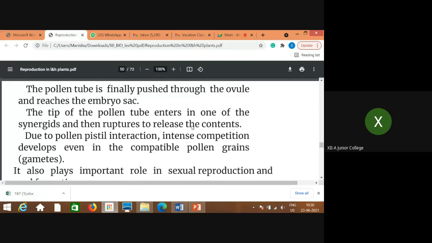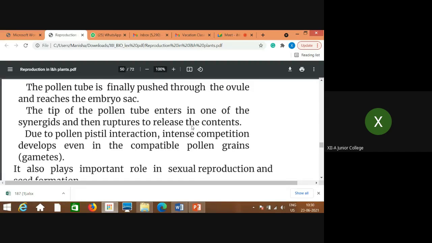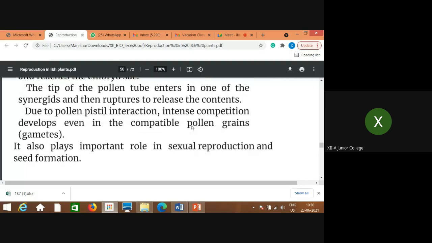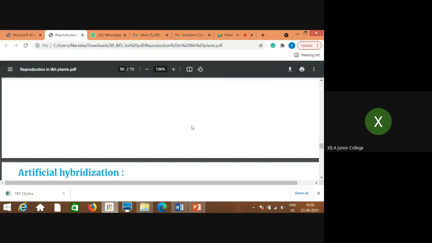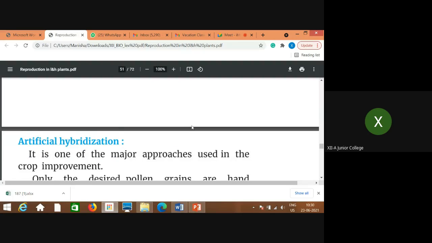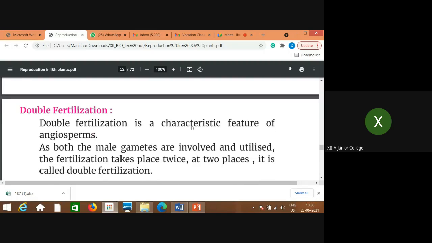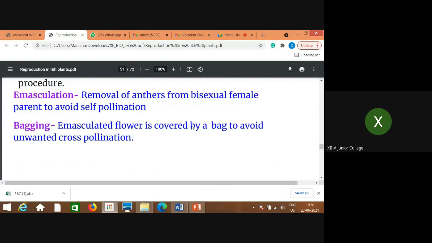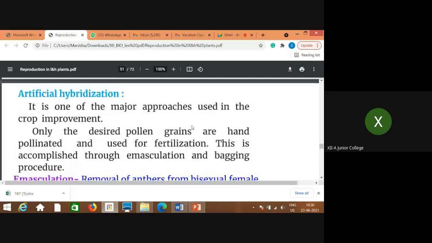The tip of the pollen tube enters one of the synergids and then ruptures to release its contents. And due to pollen-pistil interaction, intense competition develops even among the compatible pollen grains, that means gametes. So it plays a very important role in sexual reproduction and seed formation. I will explain this with the help of diagrams, but before that, let me tell you about the artificial method of hybridization also.